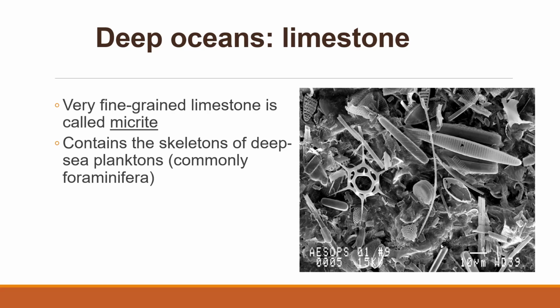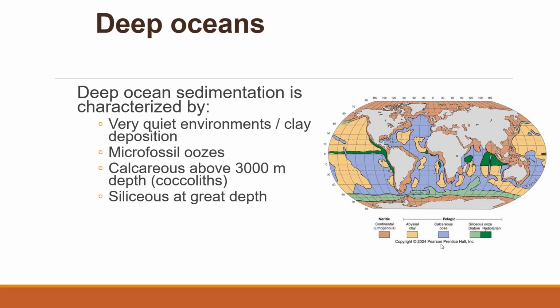We can have very, very fine-grained limestone called micrite that forms in the deep oceans. So this is a skeleton of deep-sea plankton. So we can have limestone forming basically everywhere within the oceans. In the deep oceans, we can also have opaline silica that's formed from oozes. The deep oceans have very quiet environments, so they can have clay deposition. They can also have these oozes.